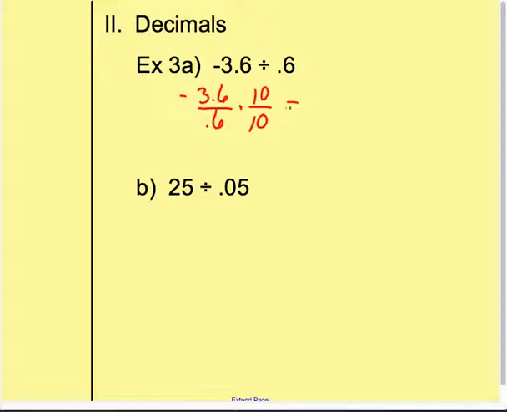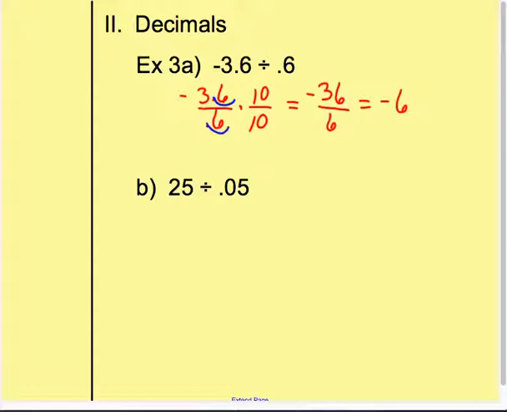So to multiply by 10, all we do is move the decimal point. So we take the decimal point, move it to the right 1, so that becomes a negative 36. And then in the denominator, same thing, move the decimal point to the right 1, and that becomes a 6. Well, this question is easy because we have this memorized from our multiplication charts. Negative 36 divided by 6 is negative 6.